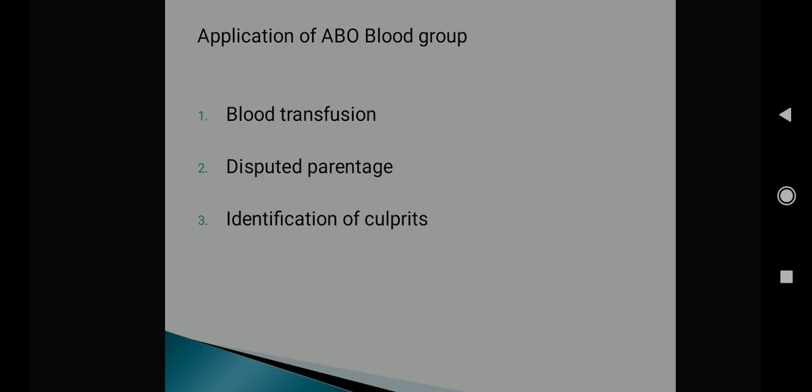The third one is the identification of culprits. In murder cases, the culprit can be confirmed if the culprit's blood stain is available at the place of murder.